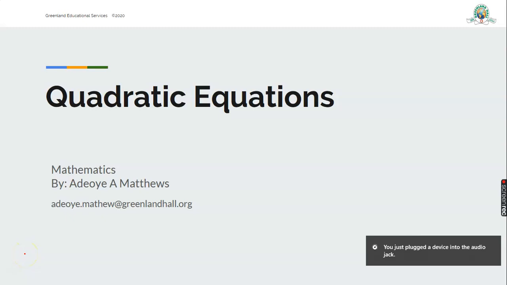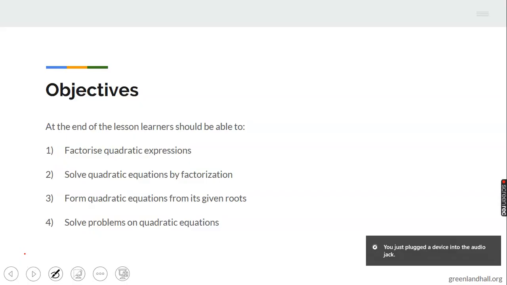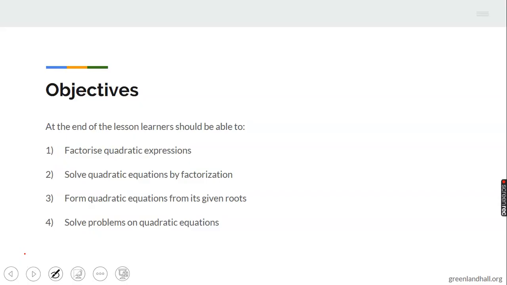Good day. This is quadratic equation in mathematics. And these are the objectives: factorize quadratic expressions, solve quadratic expressions, form quadratic equations from given roots.